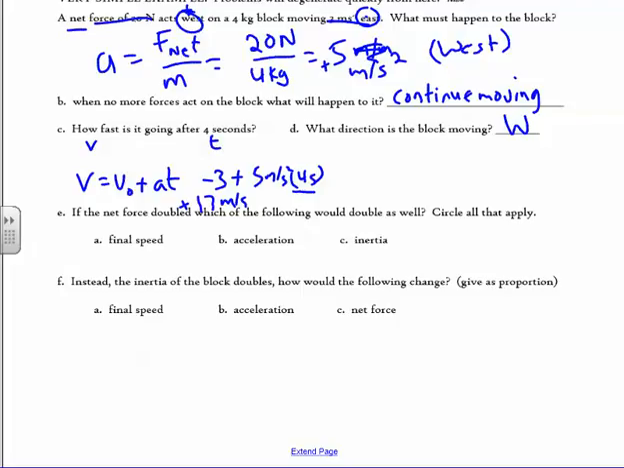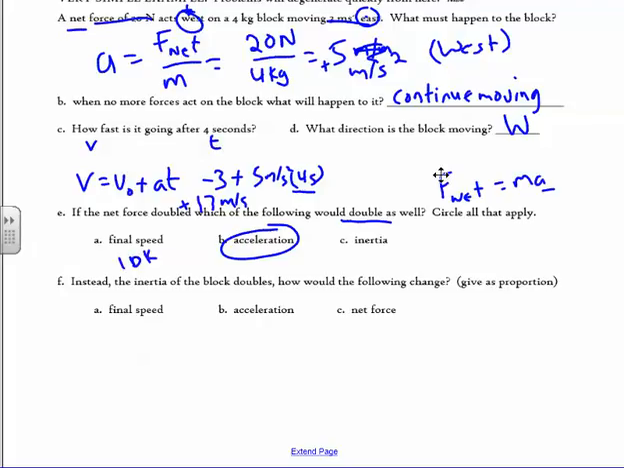Conceptual questions. If the net force doubled, which of the following would double as well? Circle all that apply. Okay, so take a second to ponder that, and I'm going to pause it here. All right, so hopefully you used the second law. We're talking about net force. We see that F net is equal to MA. So A definitely doubles. Notice that velocity does not show up in this equation at all, so we have no idea. So we can put IDK.